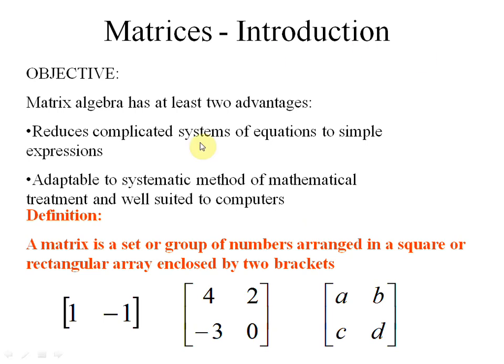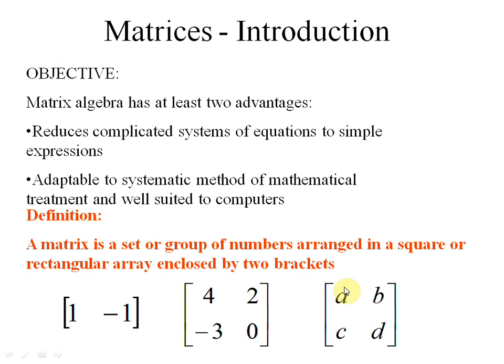So the definition of a matrix is simply: a matrix is a group of numbers arranged in a square or rectangular array enclosed by two brackets. Array means we have well-defined distinct objects, like 1, minus 1 and any kind of number which we can use in a matrix. So this is called a matrix with four elements. In another form, if we have unknowns like a, b, c, d and x, y, z, and we write them in array form, we have the elements arranged in brackets. This is called a matrix.